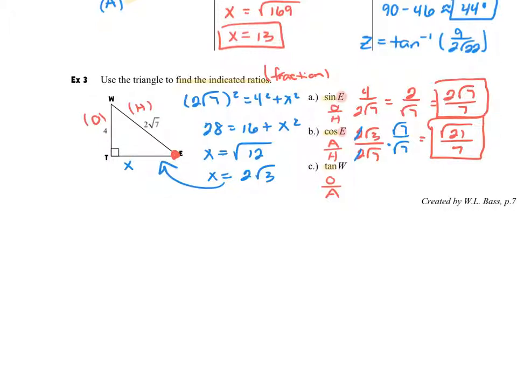Lastly, I'm going to find the tangent of W. Okay, so notice that our perspective is going to change on this problem. So now I'm going to come stand up here at W, and if my opposite is now here and my adjacent is now here, they change places. So tangent of W, my opposite is 2 radical 3, my adjacent is 4, and I can just reduce that fraction and I get radical 3 over 2. So you always have to make sure that you've got your point of perspective correct.